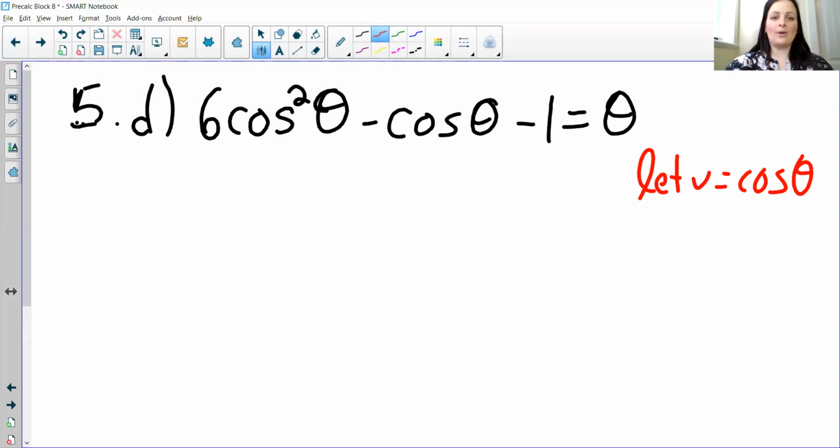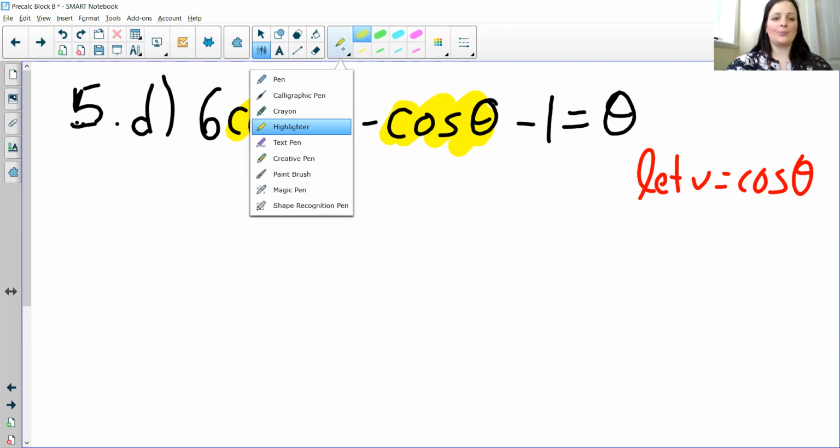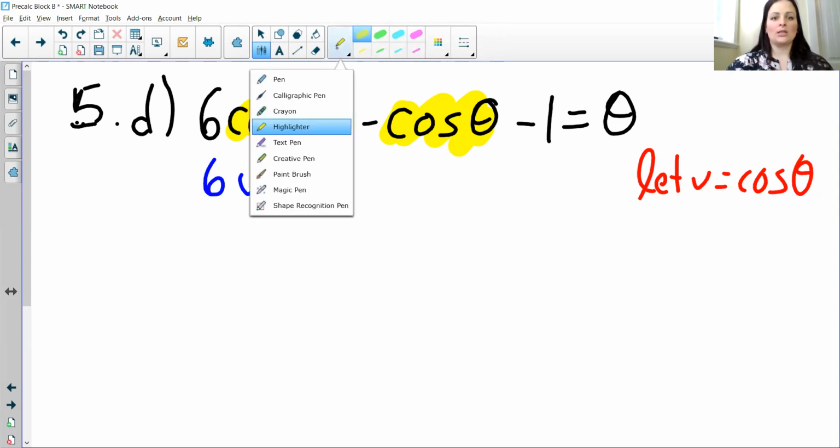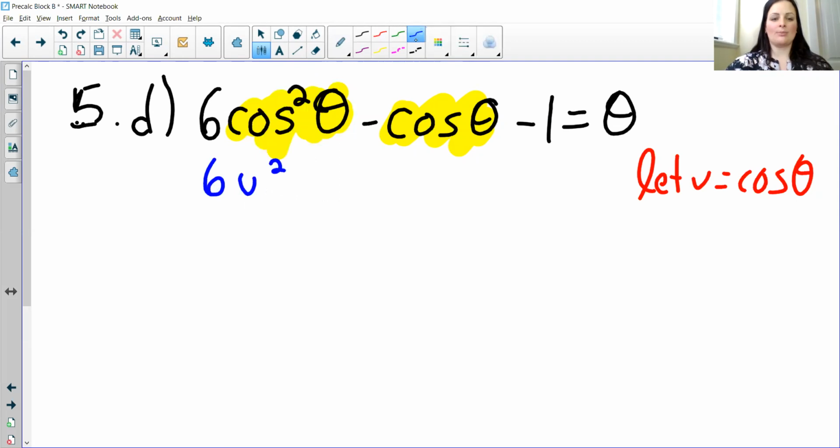Okay, so I'm going to rewrite this, but instead of writing cos theta, I'm going to write a U. So this is going to become 6U squared. Remembering that that's kind of weird how we write cos squared theta. The square is on the cos, not the theta symbol. Some person at some point decided that's how we were going to write it. Minus cos theta, which is a U, minus 1 equals 0.